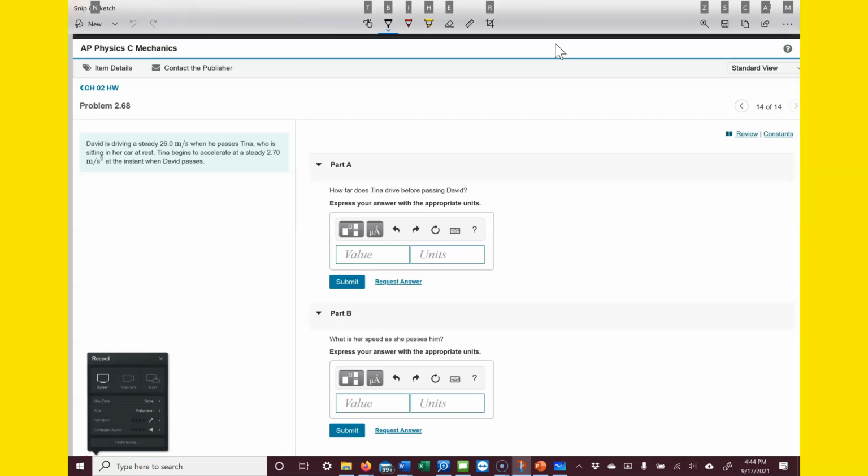So let's do David's equations and Tina's equations. David's acceleration is 0. His final velocity equals his initial velocity, which is just 26 the whole time. So I'm not going to use y, I'm going to use x because this is a horizontal situation. His final position is just going to be the antiderivative of 26, which is just going to be 26t.